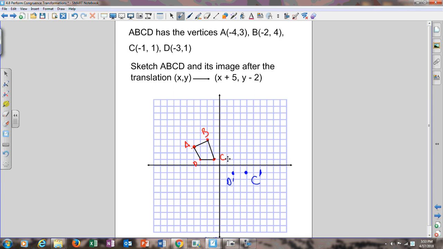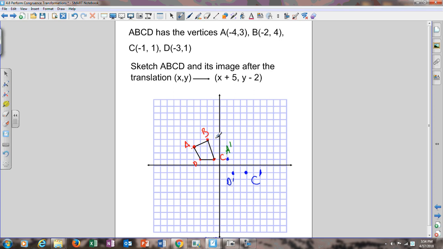A prime, move over 5 and down 2. 1, 2, 3, 4, 1, 2, 3, 4, 5, and then down 2, sorry. I was like, that does not look right. That's because it wasn't. That is A prime.